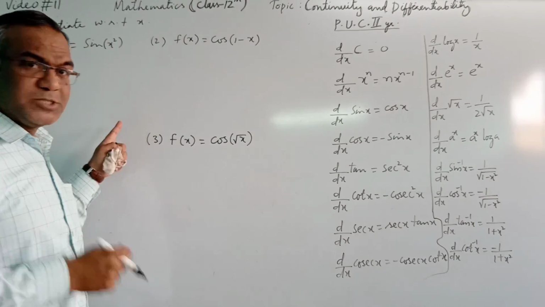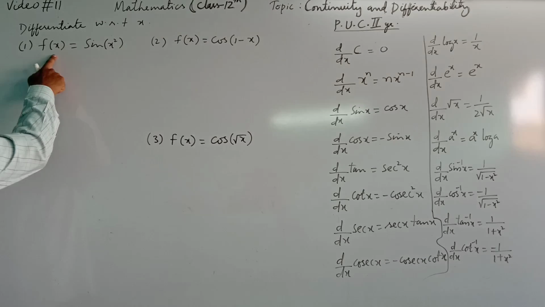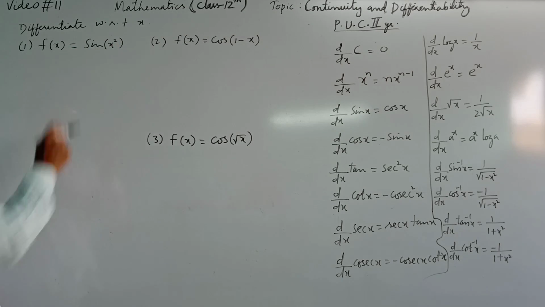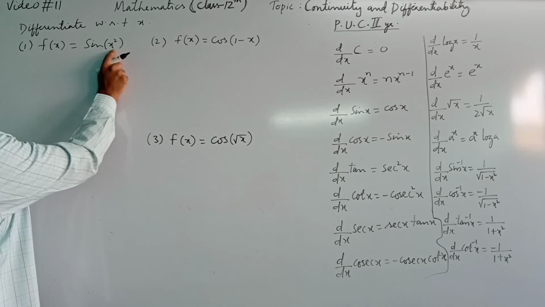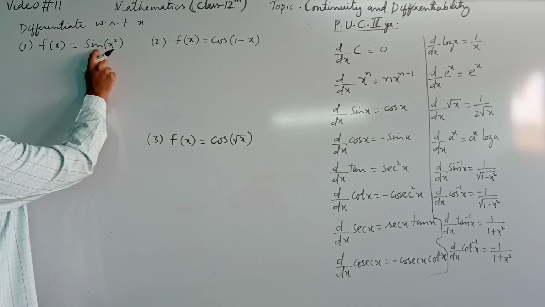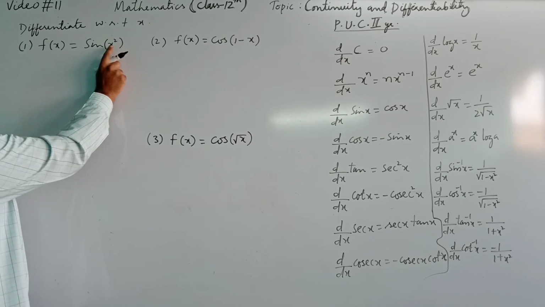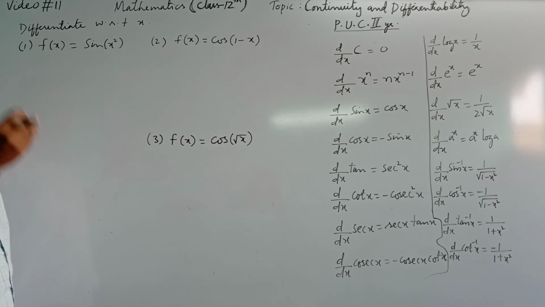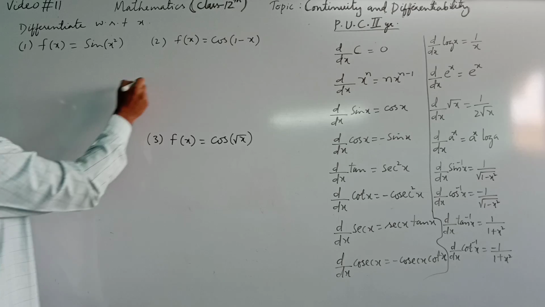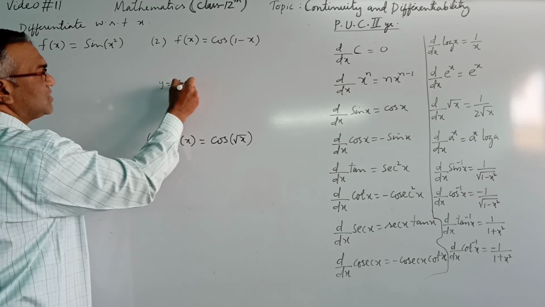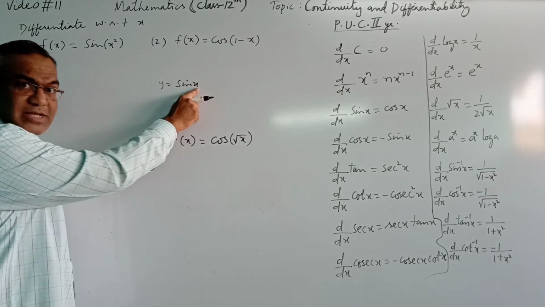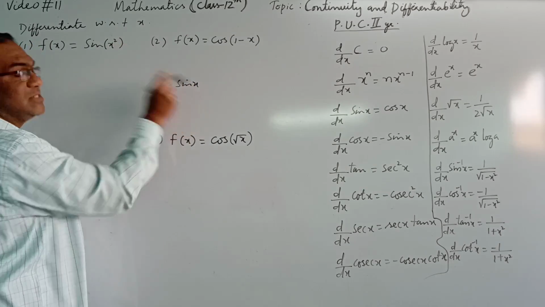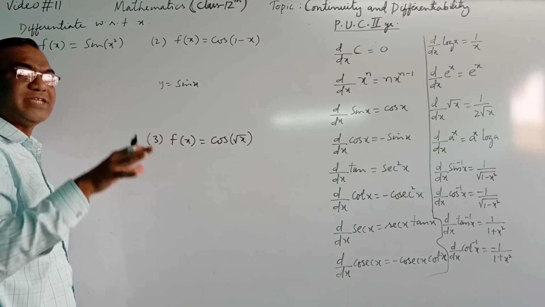Let's solve the next question. Our next question is f of x is equal to sine x square. Here sine has an angle with a square. The trigonometric ratio does not have the square, only the angle has a square, right? This is again a composite function. It's not just sine x. It has sine and the angle is again x square. It's another function, not just x.